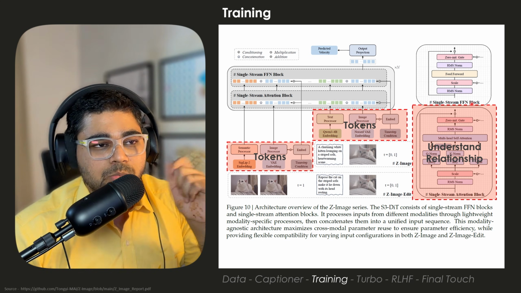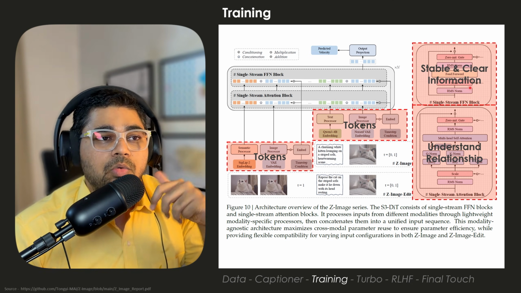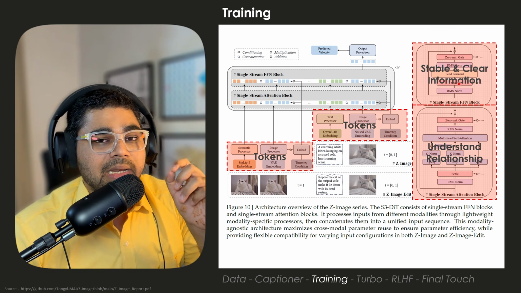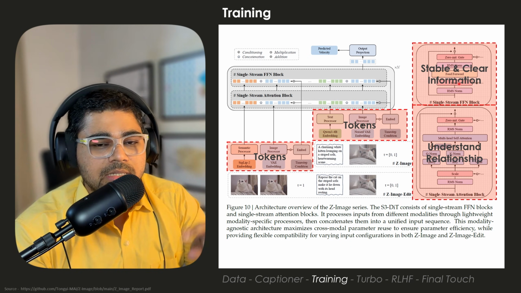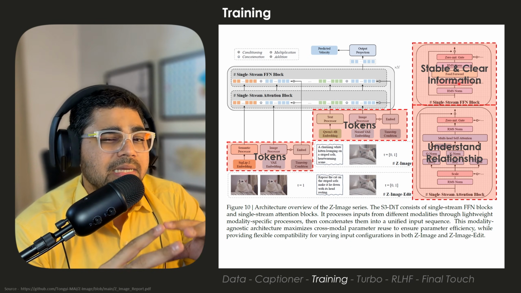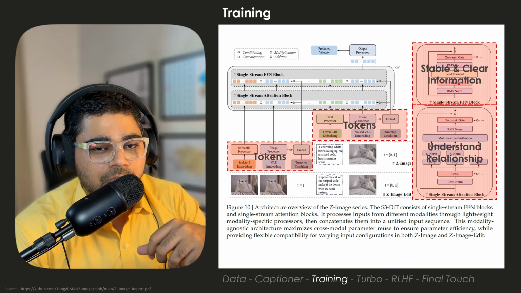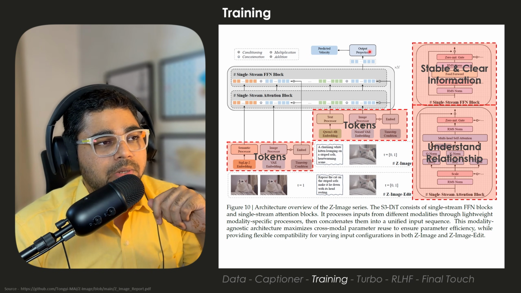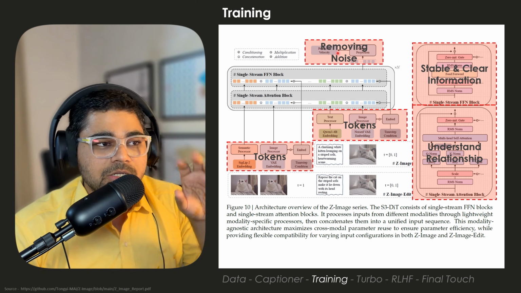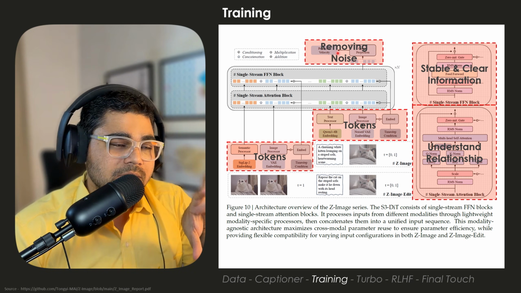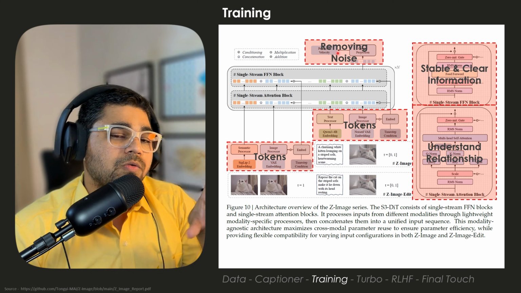In the next stage, which is the FFN block, what is basically happening is there is stable and clear information. So let's say there are some tokens in both text and images that are redundant. They're going to remove them. So basically clean and nice data is going to follow in the training process. And lastly, you get this output projection and predicted velocity, which is basically understanding how to remove noise. So this is overall the training process, and this is happening through flow matching.